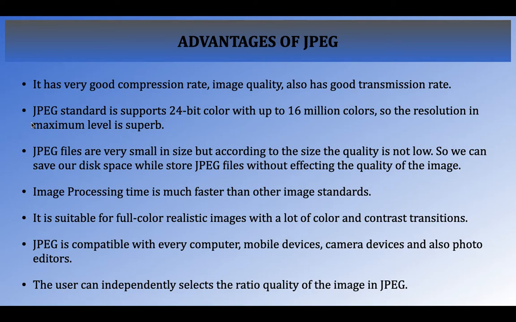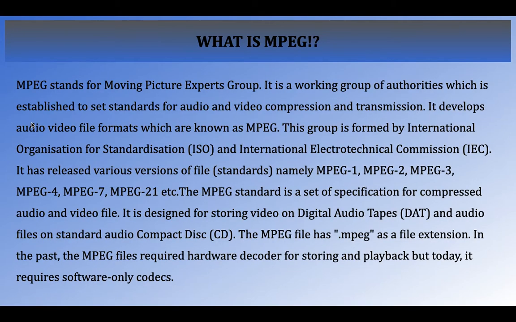And they are much faster than the other image standards. It is very good for full color realistic images with a lot of color, contrast and resolution transitions. It is compatible with every computer, and it is eco-friendly and user-friendly. The user can independently select the ratio quality of the image in JPEG. There is no need for editing to print any image. JPEG files can be printed directly from camera devices without editing. So these are the advantages of JPEG.